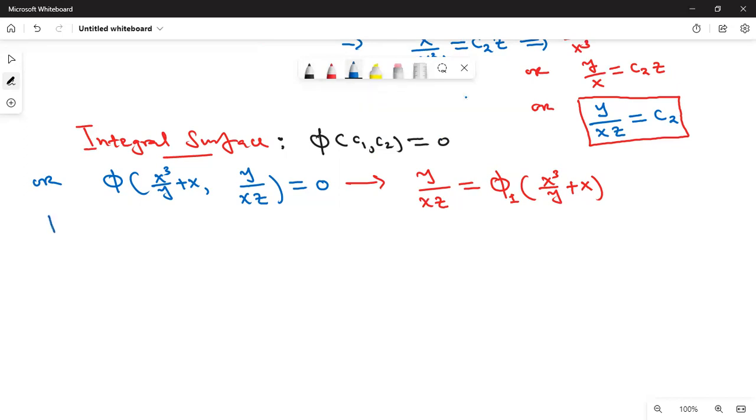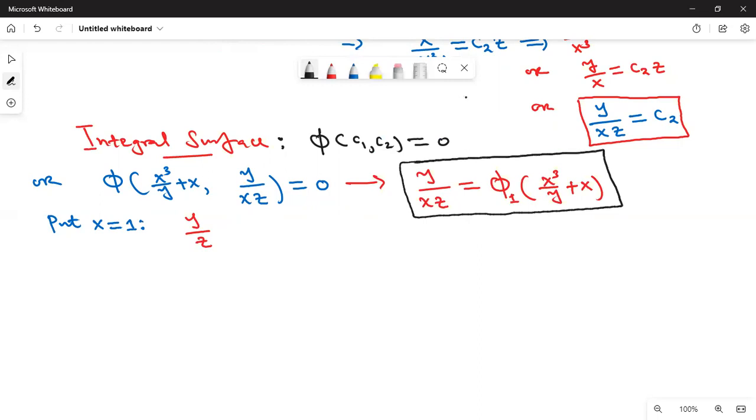So put X is equal to 1. We are applying the condition. When X is equal to 1, what are we going to get? We are going to get Y over Z. Remember, we are substituting it in this equation. This equation, let's call it star. This is the required integral surface as long as you know the arbitrary function phi1 of X cubed over Y plus X. That's what we need to determine. So we are going to apply those two conditions.